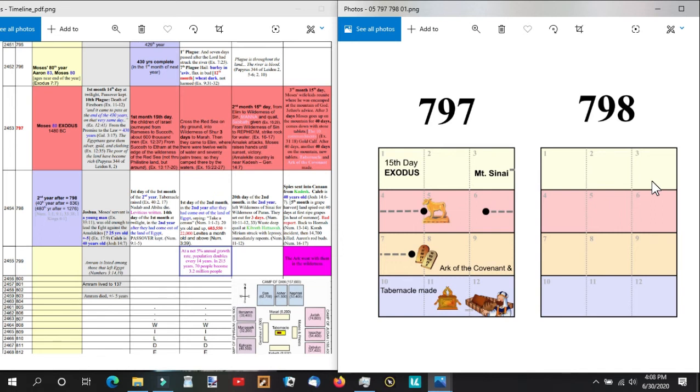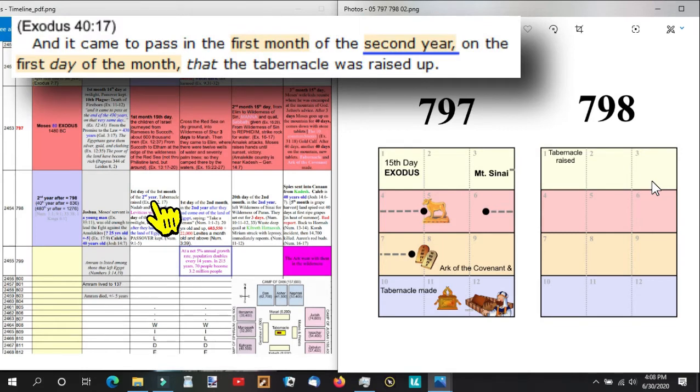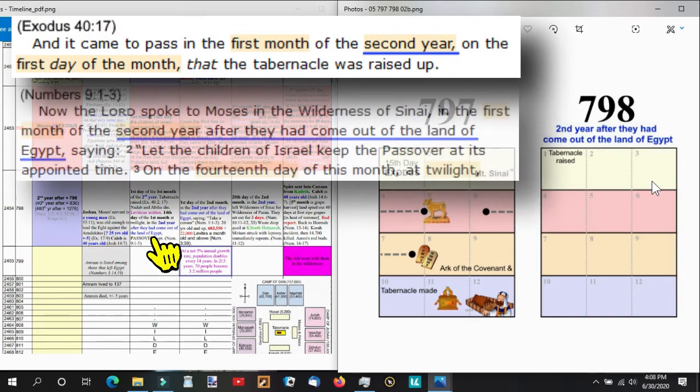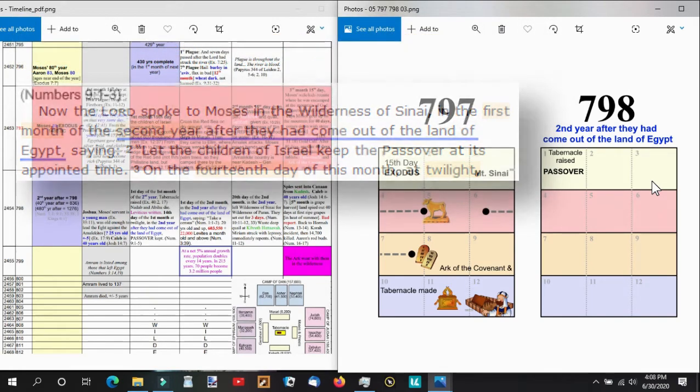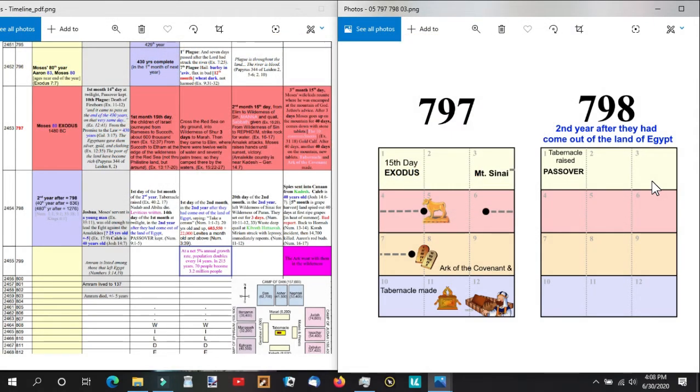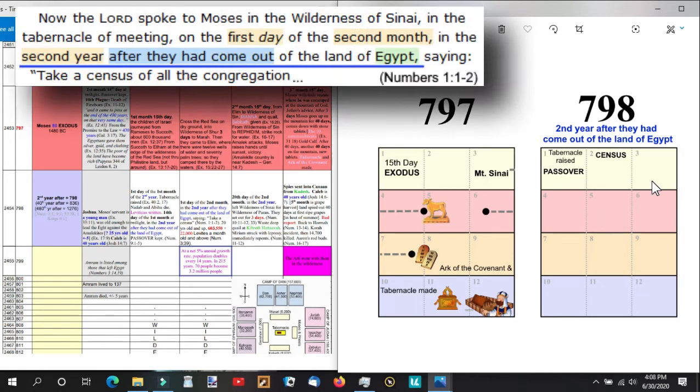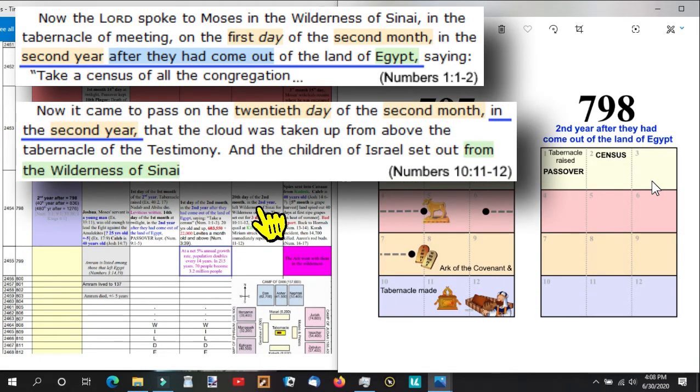Next, we see that on the 1st day of the 1st month in the 2nd year, the tabernacle was raised, and then on the 14th day of the 1st month at twilight, in the 2nd year after they had come out of the land of Egypt, they kept the Passover in the wilderness of Sinai. Next, on the first day of the second month, in the second year after they had come out of the land of Egypt, they took a census. And finally, on the 20th day of the second month, in the second year, all the people leave Mount Sinai and they head for Kadesh.